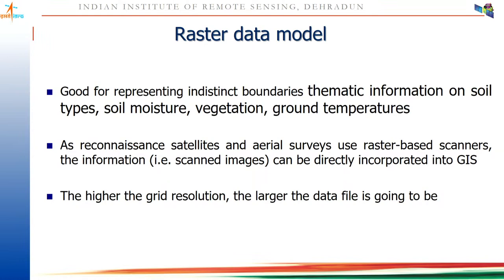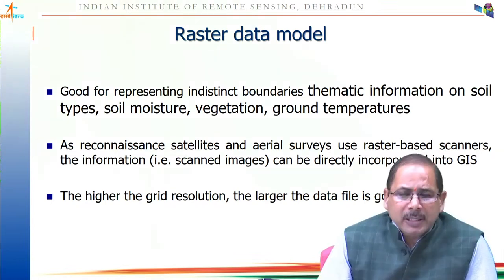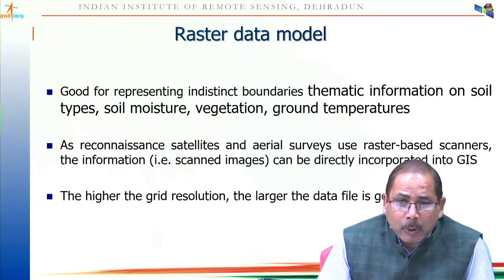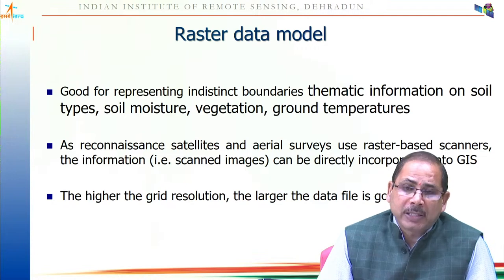On the other side, if you take the example of raster data, I already discussed it. It basically shows continuous features like soil moisture, vegetation, and ground temperature, where we do not have discrete boundaries. There we use the raster data models. And satellite imagery itself, aerial surveys or drone imagery are basically capturing the geographical data in the form of raster data models.